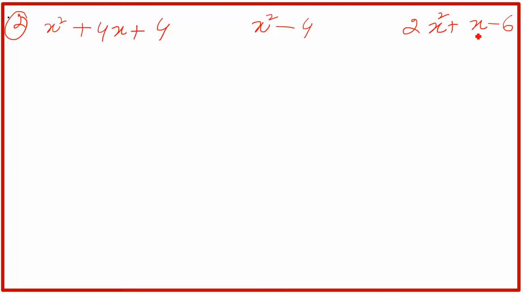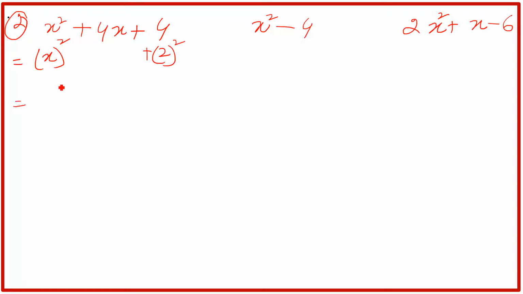Okay, 2x square plus x minus 6. First we will do this. Can we take anything common? No, we cannot take. Can we make the square of the first and last term? Yes, we can make. This is the square of x and this is the square of 2.